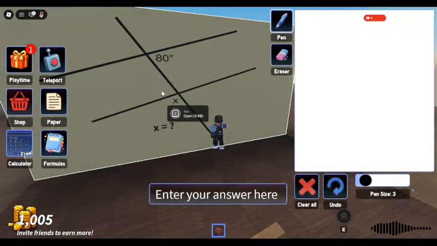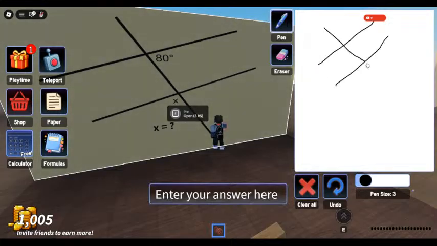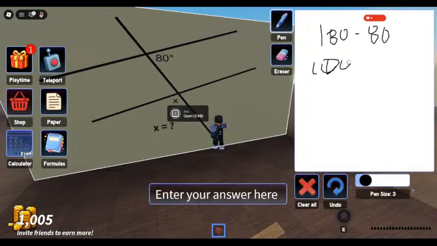Now that we know that this is 80, and this should also be 80 degrees, but that's not what we're finding here. It's this side. So now remember, this thing is a straight line and we form 80 degrees here. So then it's 180 minus 80, which will leave us with 100. So this angle here should be 100 degrees.